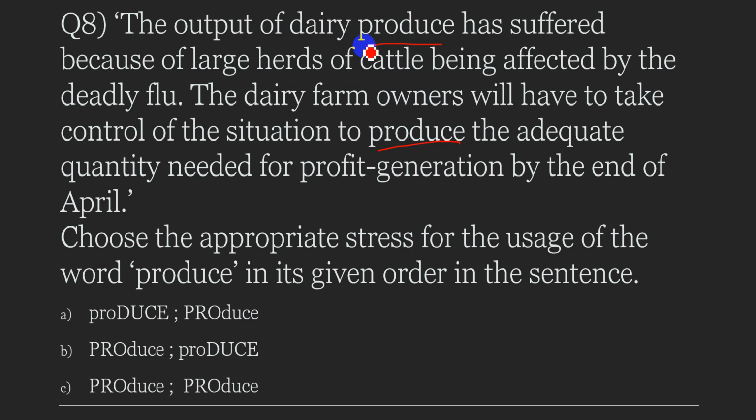In the first sentence, dairy produce, the stress is given on the first syllable, pro, and in the second one, take control of the situation to produce, the stress is given on the last syllable of this word, duce. Therefore the correct option is option B.